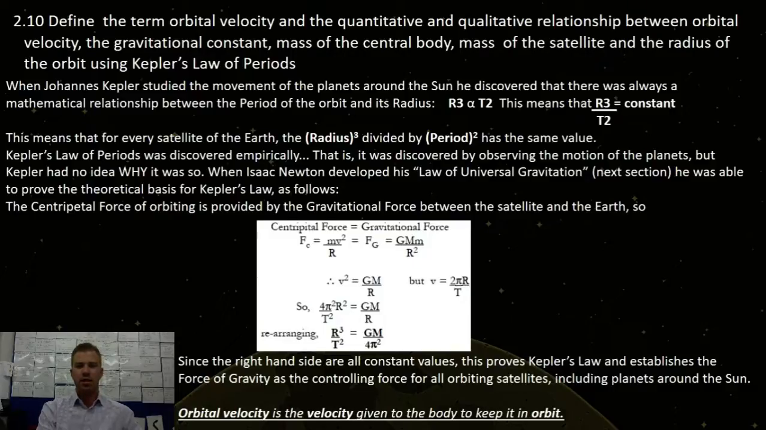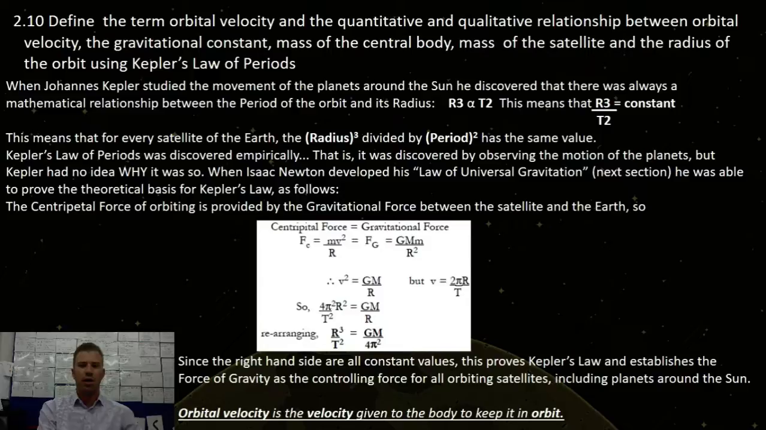So when its radius r cubed is divided by its period T squared, it is a constant. Now this means that for every satellite of the Earth, it has the same value. So r cubed divided by T squared will give the same value. So Kepler's Law of Periods was discovered empirically. That is, it was discovered by observing the motion of the planets, but Kepler had no idea why it was so.